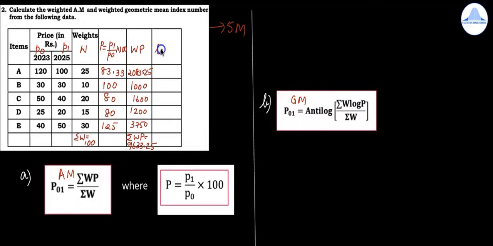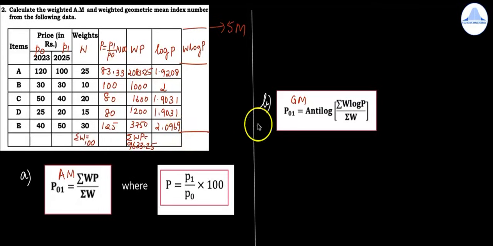For that I will require log P. So next column is log P, and I will actually require one more column, that is W log P. So log P will be log of 83.33, and whenever we find out the log values, you take 4 places after the decimal after rounding off. So 1.9208, then it is 2, 1.9031, 1.9031, 2.0969.